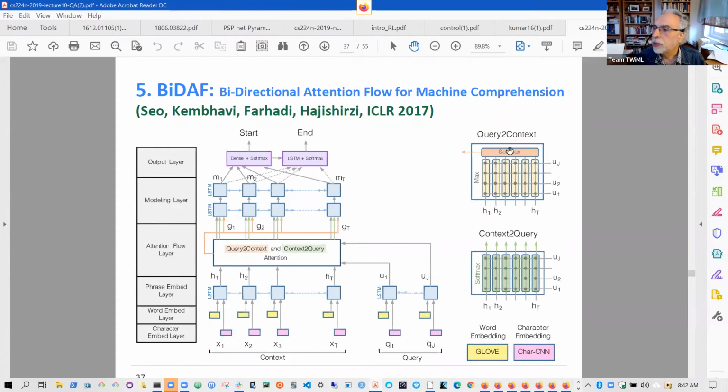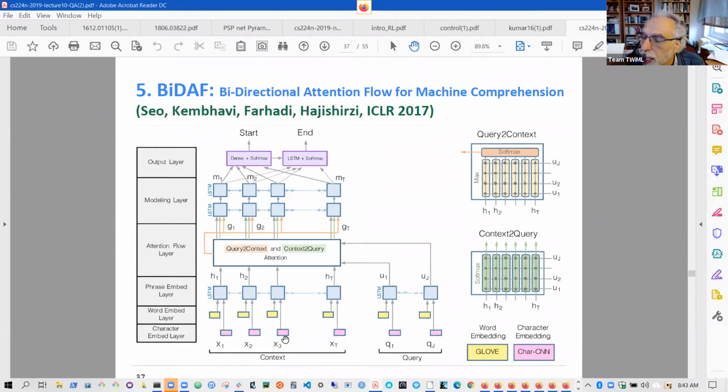So there are these two layers, query to context and context to query, that go into this attention layer. And then the word embedding is done by GloVe, so that goes here, and the character embedding is done by something called char CNN, which we don't know about yet, so we'll have to wait to find out about that.